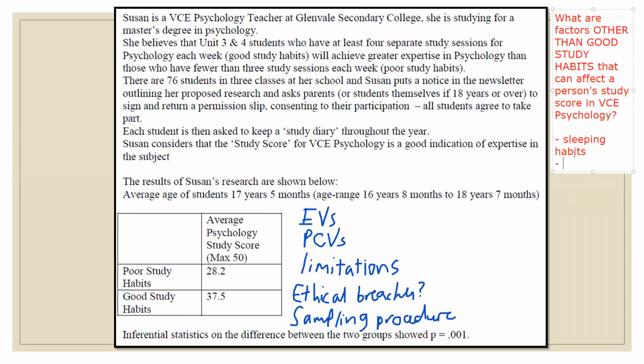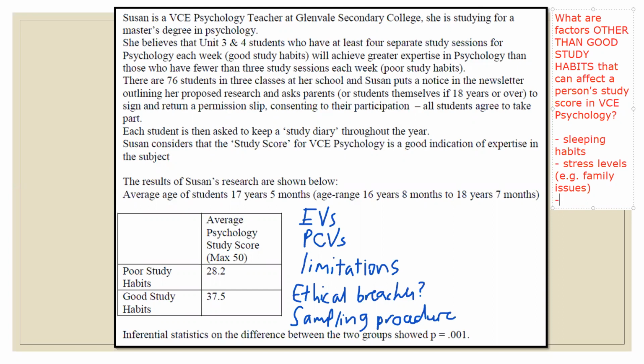So yep, we've mentioned sleeping habits are one other factor other than good study habits that can affect the person's study score in an unwanted way. So that is a confounding variable for our study. Stress levels, excellent. So stress levels, for example from family issues the person might be having at home. A student is not just living in school, you know, they're obviously, and even more so now, we're all e-learning from home.